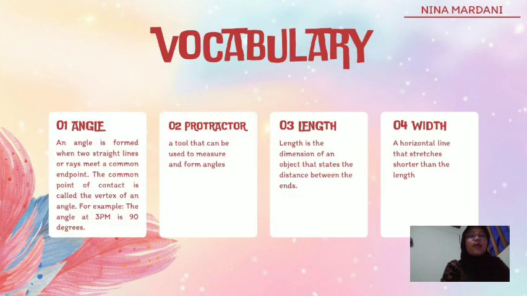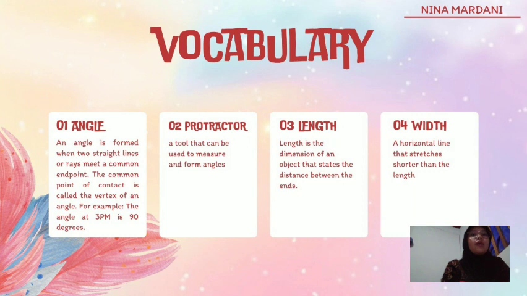The first is vocabulary. Angle. An angle is formed when two lengths or rays meet at a common endpoint. The common point of contact is called the vertex of an angle. For example, the angle at 3 p.m. is 90 degrees.